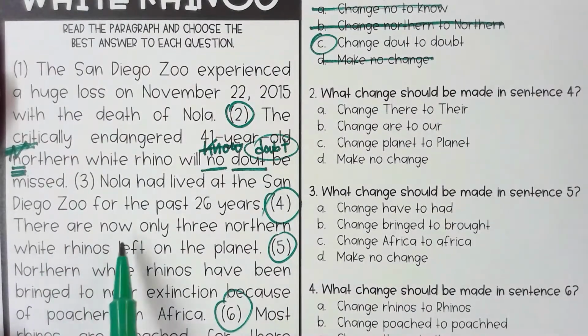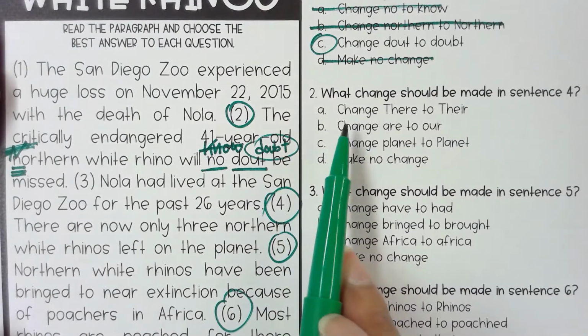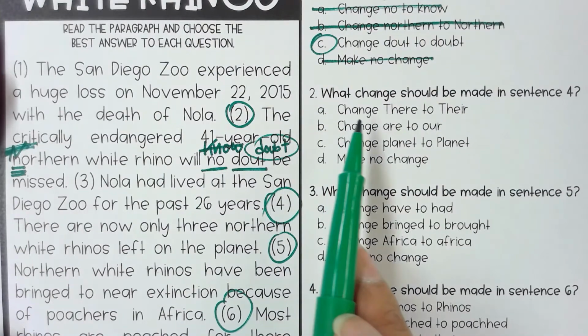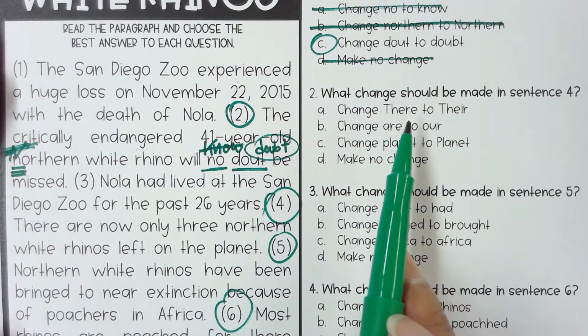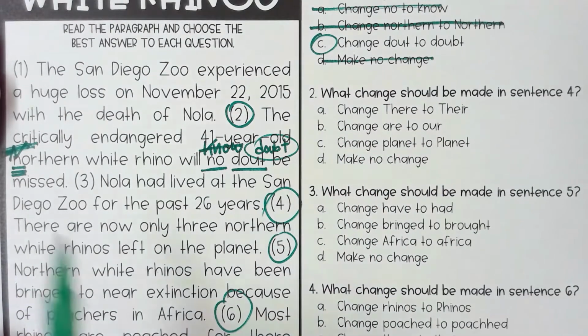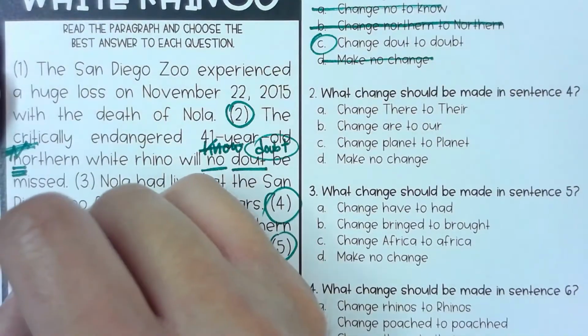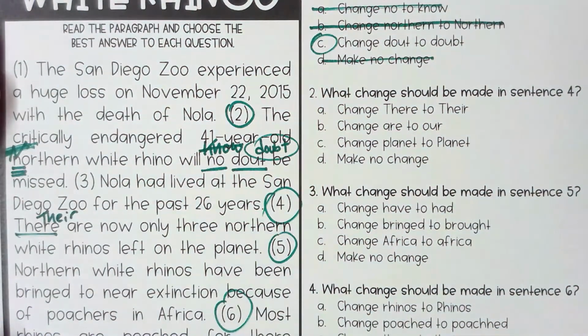There are now only 3 northern white rhinos left on the planet. Let's plug in answer choice A. Change "there" to "their." Once again, a homophone word. We're trying to change the spelling. Underline it, and then plug it in. T-H-E-I-R.